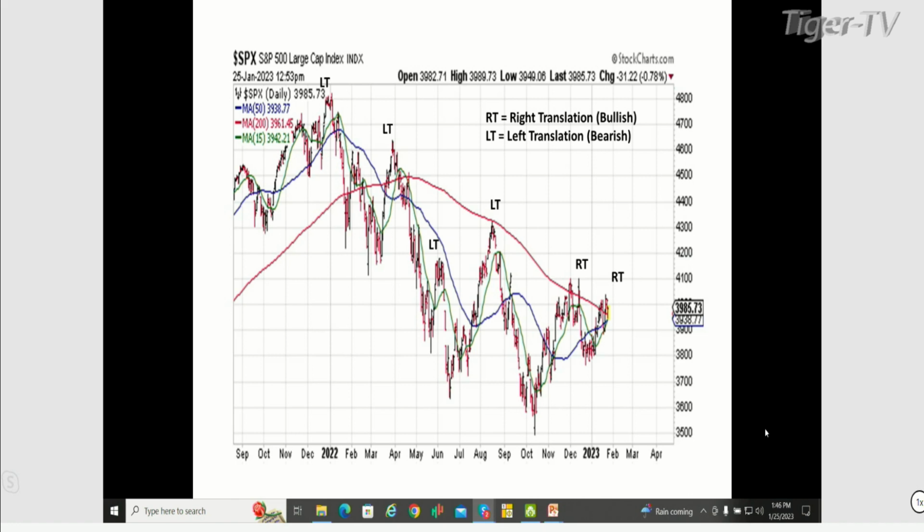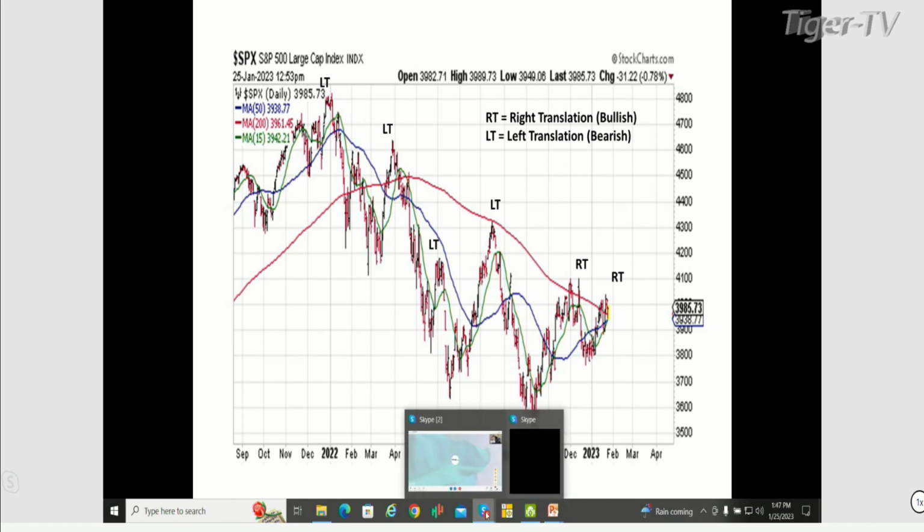Now I put an RT right over the high of where we are right now, assuming we're going to have right translation in the current cycle. I probably should have put a question mark by it, but since the prior one was right translation, and my view is we're heading higher for a couple of months, I'm anticipating right translation once again, and right translation is characteristic of bull market structure, meaning higher prices lie ahead.